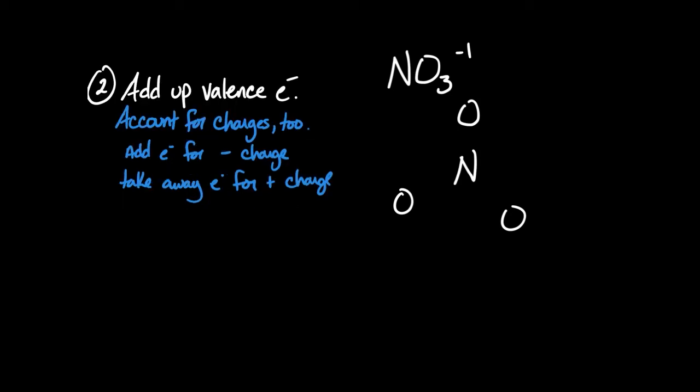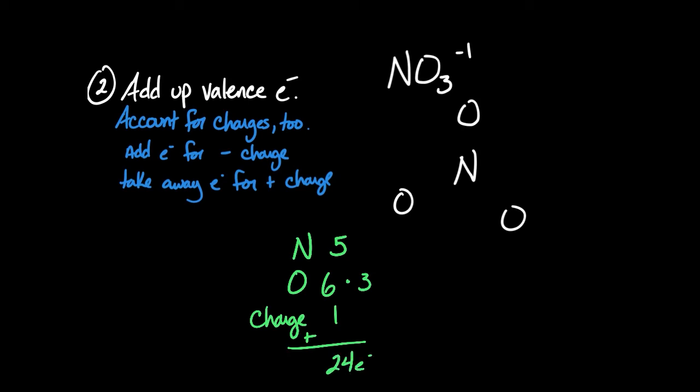We're going to add up the valence electrons for this compound, and in this case we do have a charge of -1, so we're going to add an additional electron to the total. Nitrogen has 5 valence electrons, each oxygen has 6 valence electrons, and then the charge is a -1, so that means that there's an additional electron present in this structure. So 5 plus 18 plus 1 brings us a total of 24 electrons to distribute in this compound.